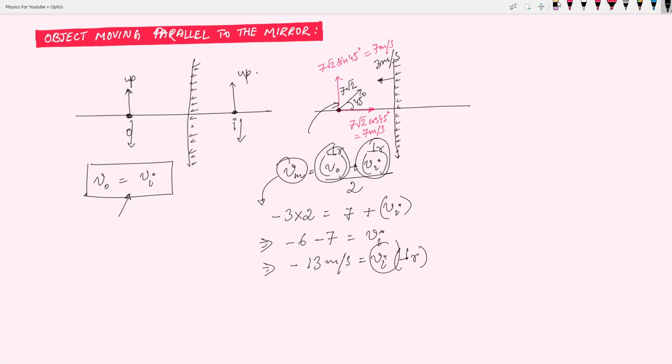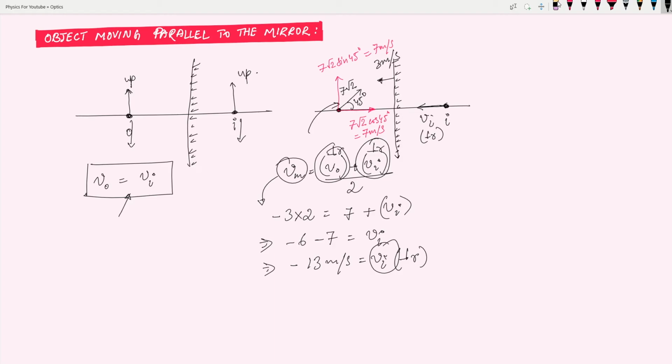So we got this Vi perpendicular. That is, if this is the image, then the velocity perpendicular to the mirror is Vi perpendicular. So we have got this component. But we know that the object is moving at an angle of 45 degrees. Therefore, it has components in the x and the y direction. Therefore, the image will also have components in the x and the y direction.